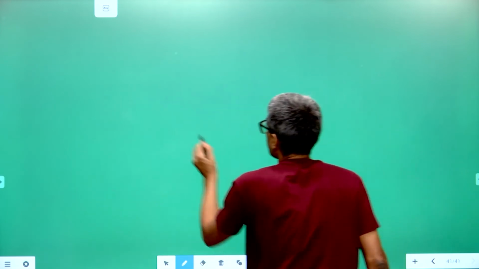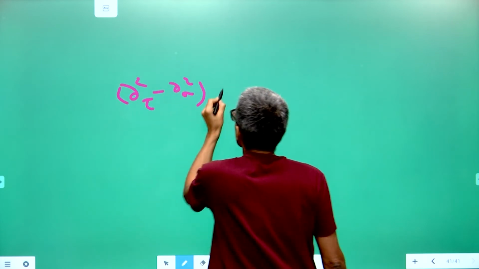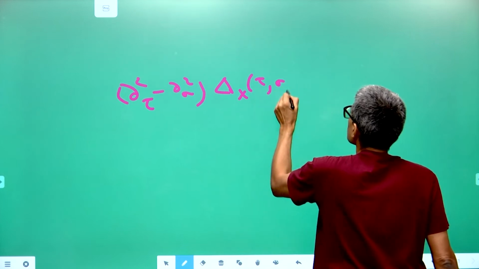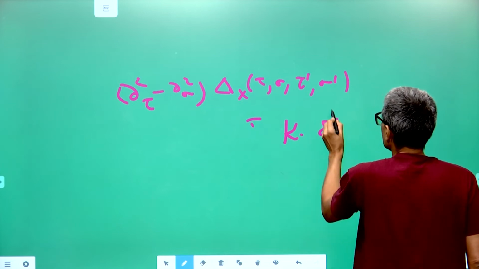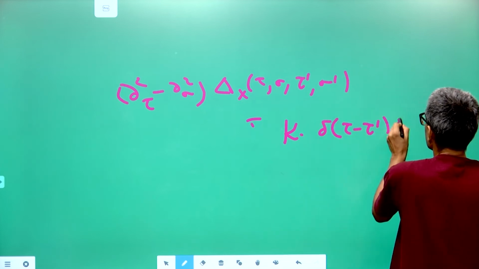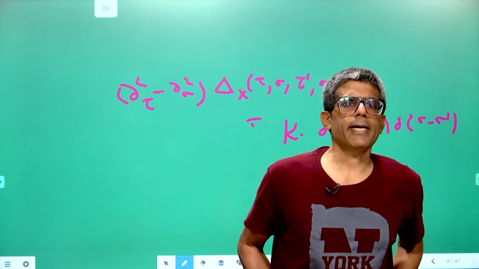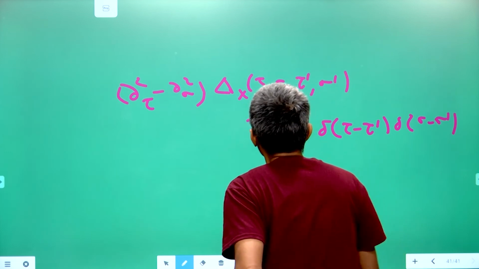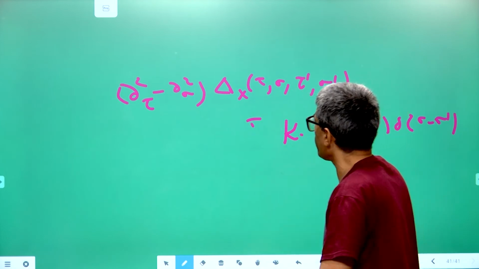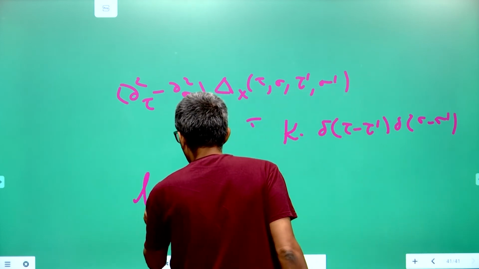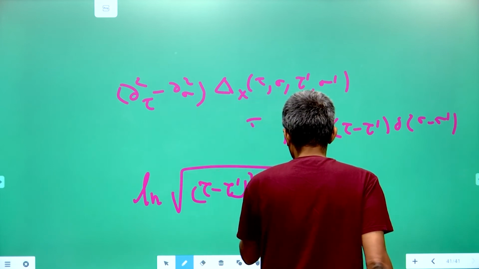That means, in other words, the string propagator satisfies the equation (∂_τ² − ∂_σ²) Δ X(τ,σ; τ',σ') is equal to a constant times δ(τ − τ') δ(σ − σ'). So if I replace σ by iσ, a complex variable, then this is the Green's function for the 2-dimensional Laplacian operator. That means the propagator of the string is the Green's function for the 2-dimensional Laplacian operator, and you know that is equal to log of the square root of (τ − τ')² plus (σ − σ')².